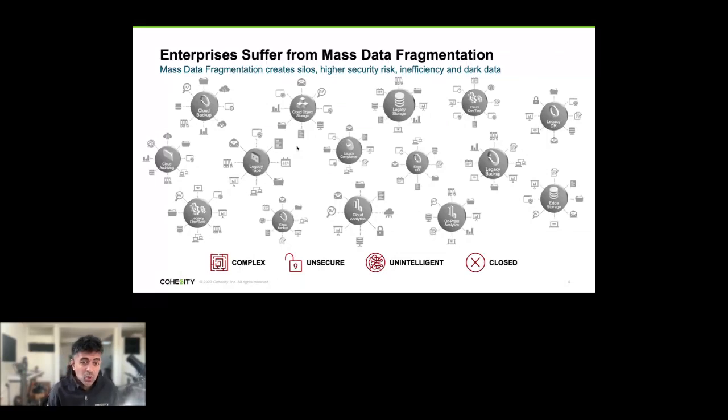Nobody knows who's opening where. One can talk about why ransomware attacks have become more and more common because of this particular phenomenon where there are so many open points in an organization. And when you have data in this unmanaged, distributed fashion, it's unintelligent.